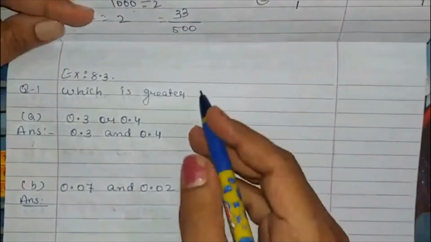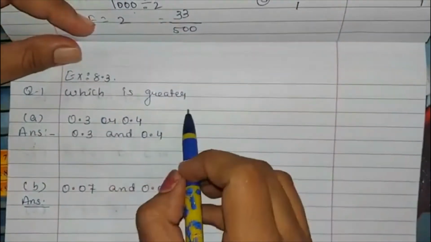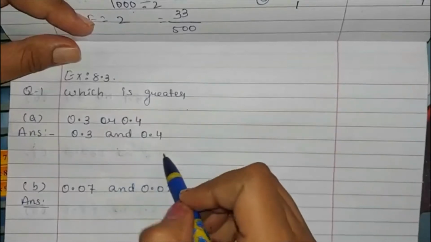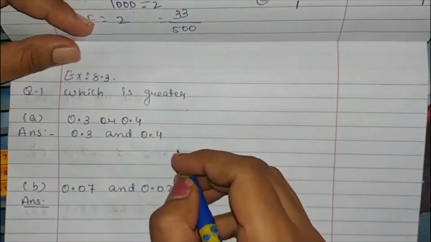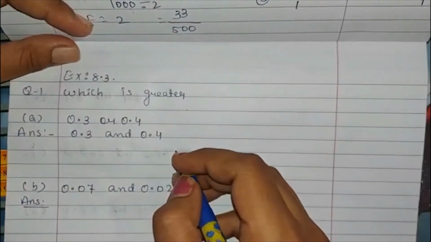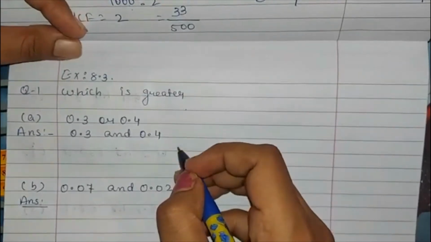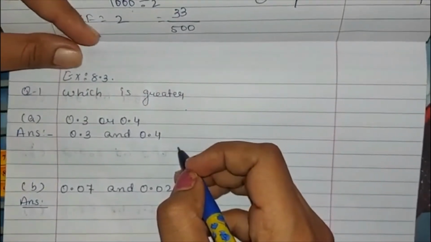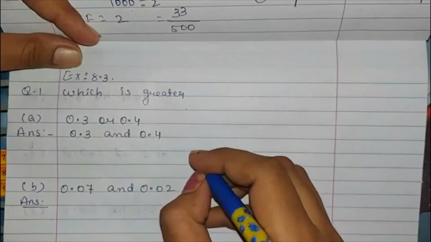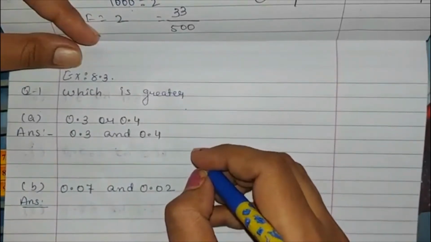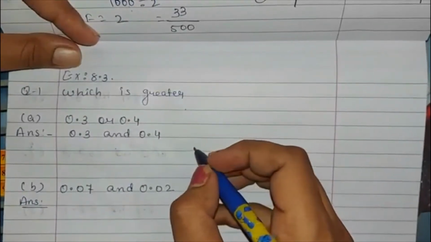Exercise 8.3 question 1. Which is greater? From the given decimals we have to find which number is greater. So what is the rule? First of all we have to see the whole part. If the whole part is the same, then we will see the next, tens part. So let us find the decimal's greater value.